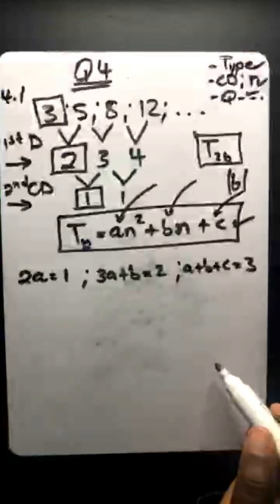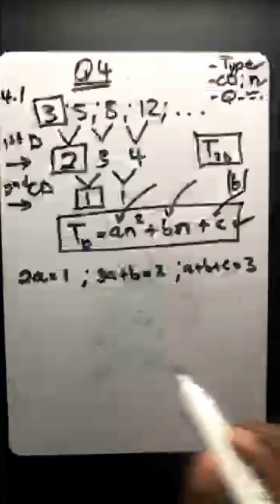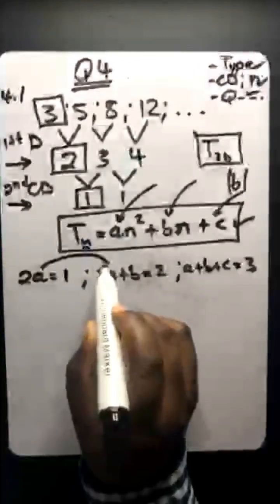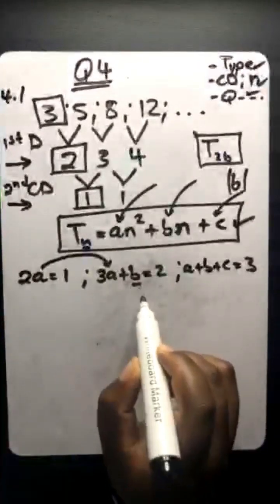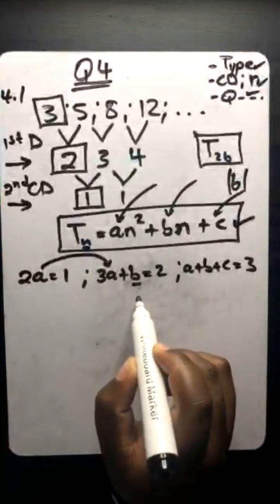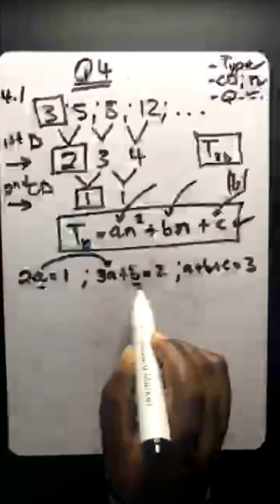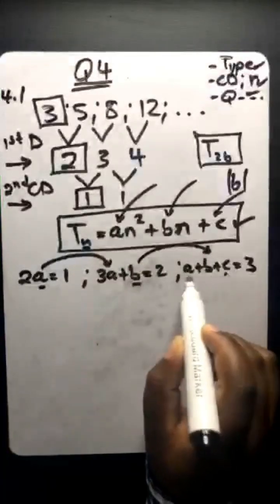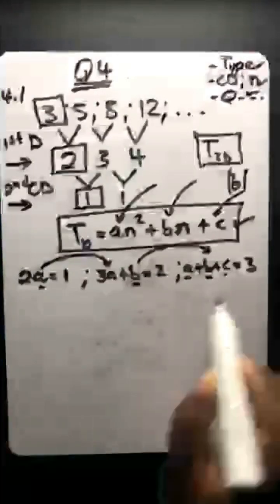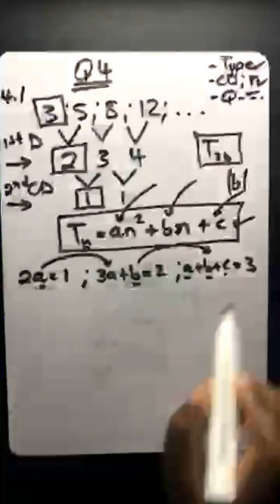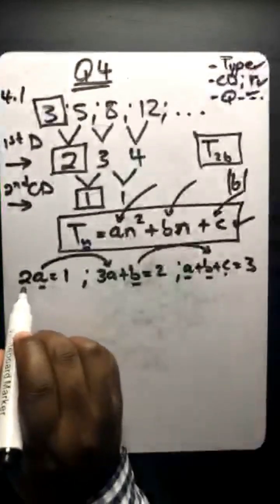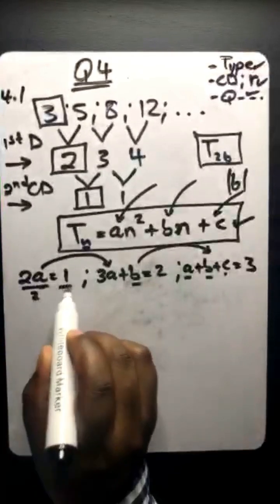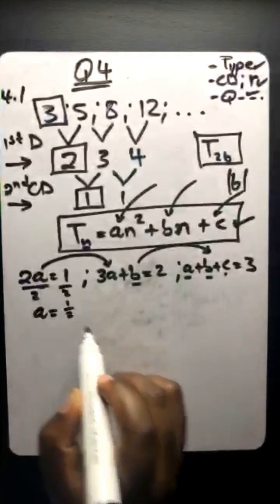So let's see. I realize that if I can calculate the A value, I will substitute it there to get the B value. Once I've got the A and the B value, I will then move on to calculate the C value because I'll be having A and B. That is why I've written this in that order. So obviously you divide by 2 on both sides. So that means A is actually 1 over 2.